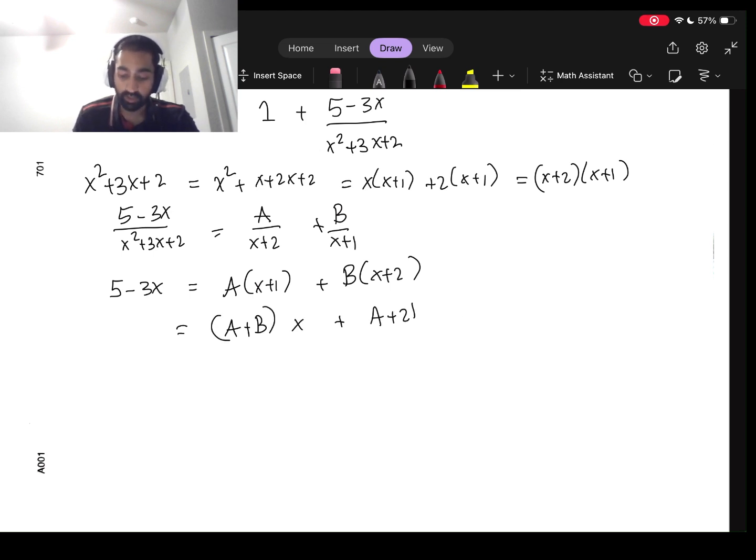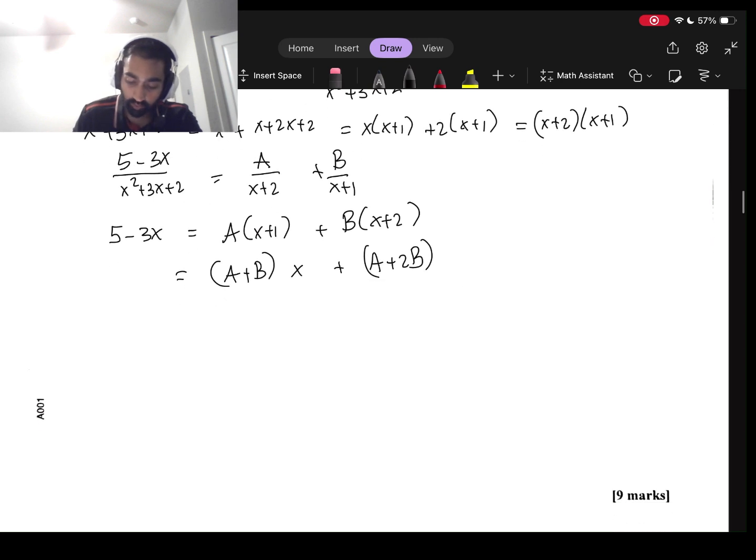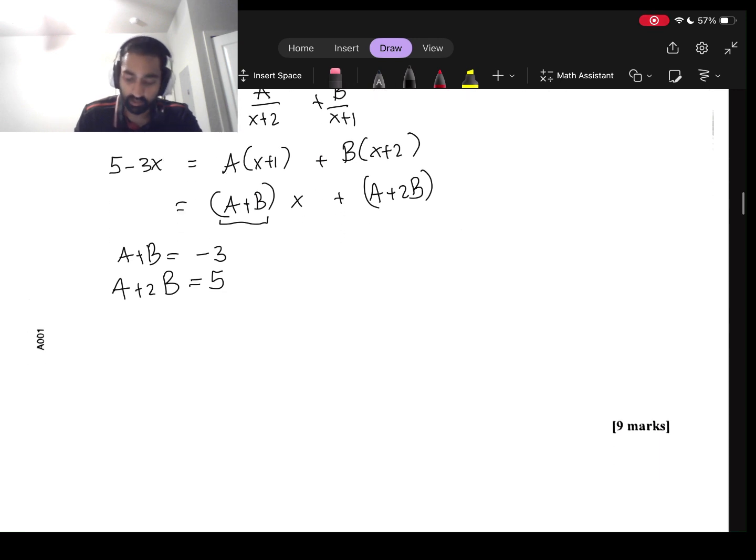And I could compare coefficients. Here the coefficient of x is minus 3, and here it's a plus b. So a plus b should be equal to minus 3. And similarly, the constant coefficient is 5, and it's a plus 2b. So a plus 2b is 5. Then I can solve these simultaneously. Let's say this is 1, and this is 2. 2 minus 1 gives b equal to 8. And then in 1, a must equal minus 11.